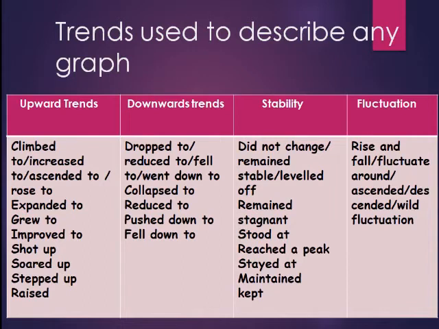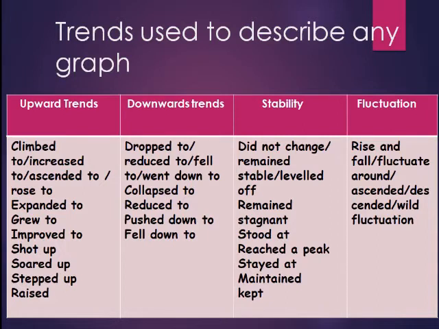Then comes the downward trends. These phrases are fixed actually. You cannot use any phrase from your own. These are the only phrases that you will have to use. So you have to remember those phrases before writing the graph. So the downward trends are drop to, reduce to, fell to, went down to, collapse to, push down to, or fell down to.